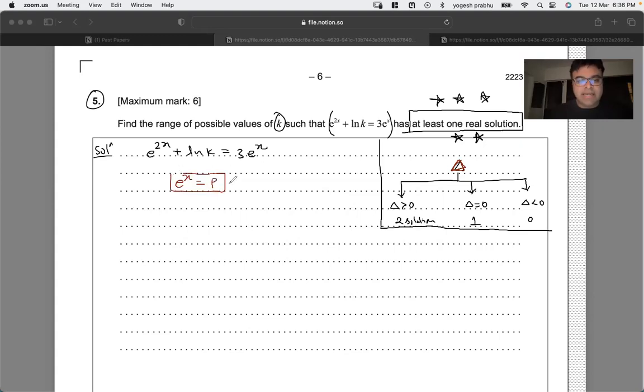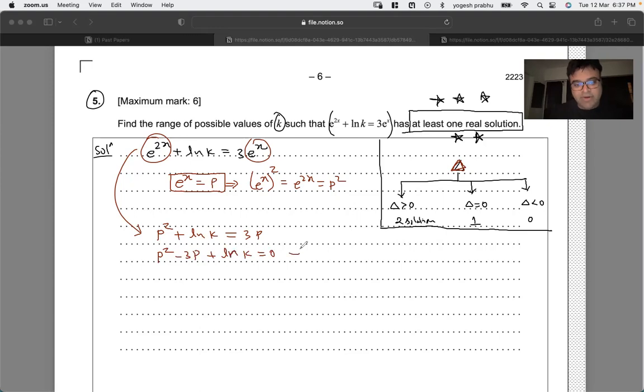Now, as soon as I do that, that implies e to the power x square, which is e to the power 2x, is just p square. Just square of that, right? So that becomes p square. Let me write it. p square plus ln k is equal to 3p, and we're going to write e to the power x as p. Now, let me rearrange this a little bit. p square minus 3p plus ln k is equal to 0.